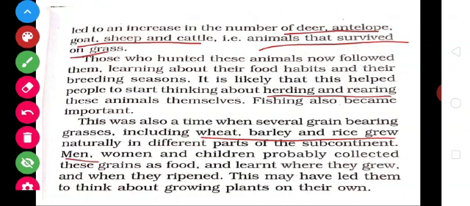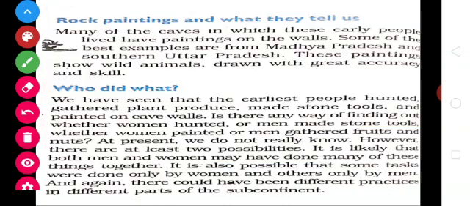And then men, women and children probably collected these grains as food and learnt where they grow and when they ripened. They started to collect these grains for their food, and they started to learn about their growth also. And this may have led them to think about growing plants on their own.